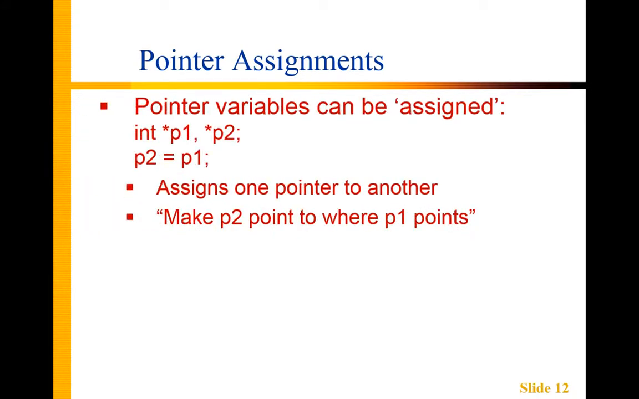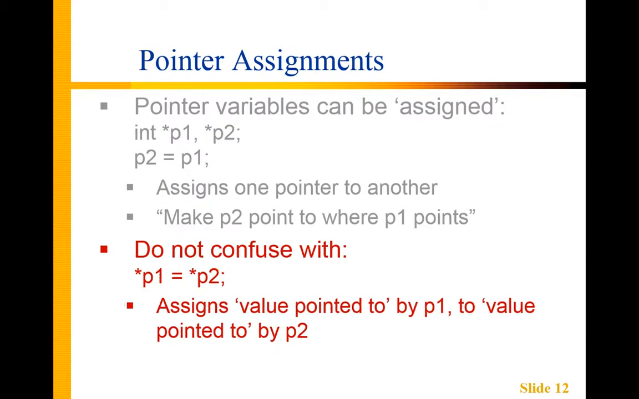Okay, let's look at this example. What do you think this is doing? So we've got pointer variables that can be assigned. We've got int *P1, *P2, both pointers. Then we've got P2 equals P1. What is it doing? You can assign one pointer to another, so you can make P2 point to wherever P1 points to. And don't confuse that with asterisk P1 equals asterisk P2. This is where you're assigning the values of whatever these pointers are pointing to.